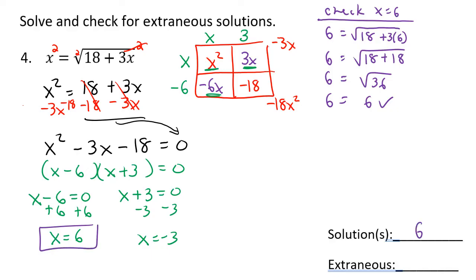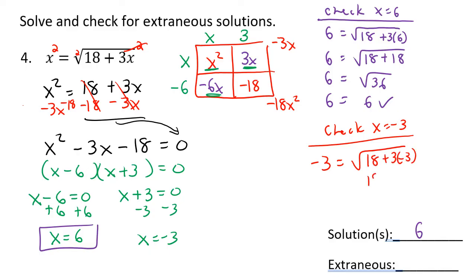We have to check to see if negative 3 is a solution as well. So now I'm going to go ahead and check x equals negative 3. So we got negative 3 equals square root 18 plus 3 times negative 3. So now we have 18 minus 9 inside the radical. And then 18 take away 9 is 9. The square root of 9 is 3. Negative 3 does not equal 3. So this one right here is going to be an extraneous solution.